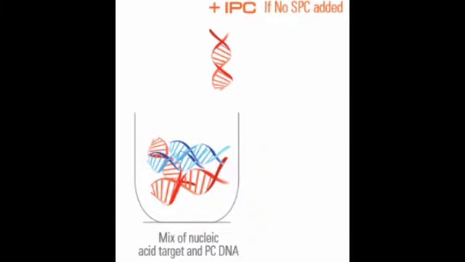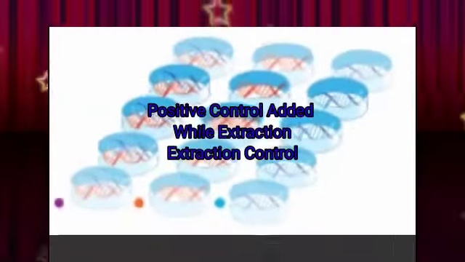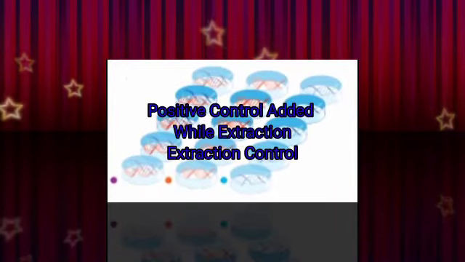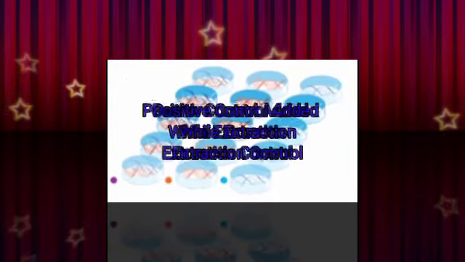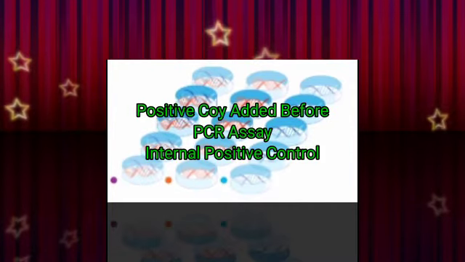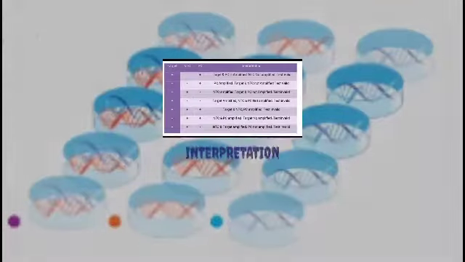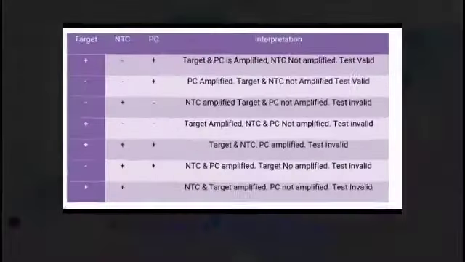So the positive control can be included during extractions, which is called an extraction control, or can be included before the qPCR experiment and called an internal positive control. So these are the two more important types of commercially available controls in the market. Now, how to interpret the results of real-time PCR with the help of the controls.